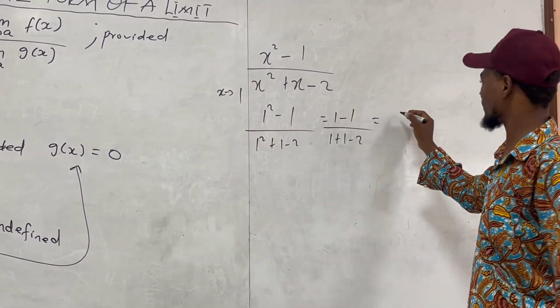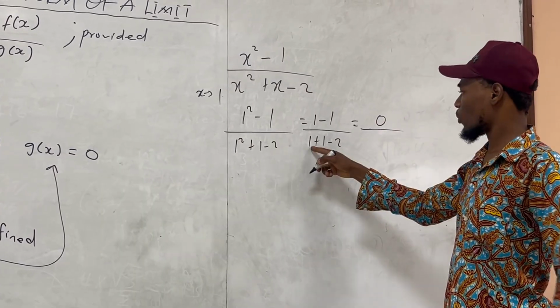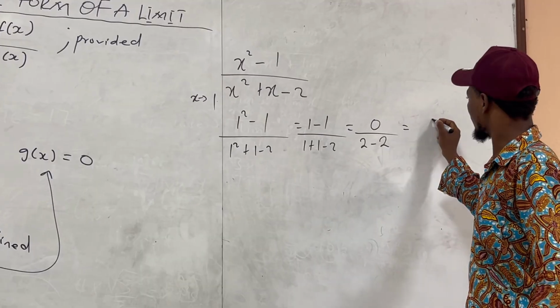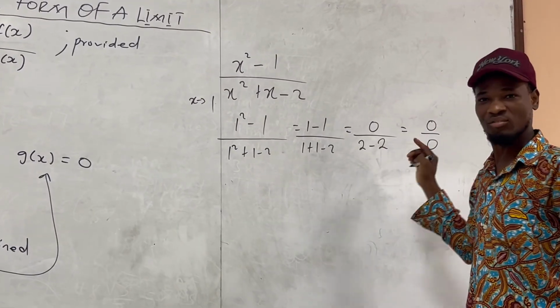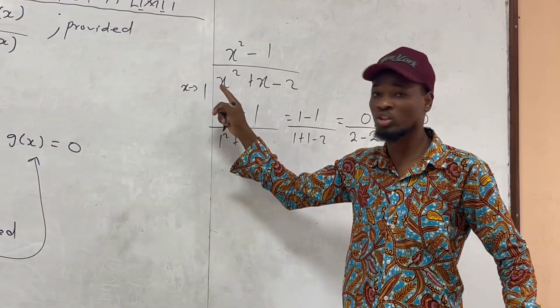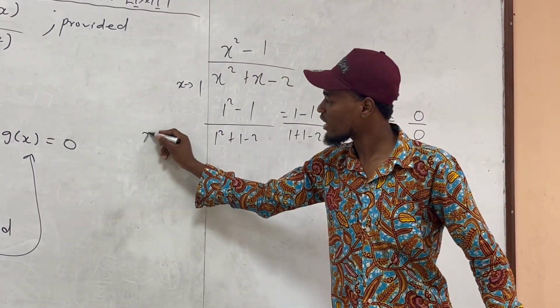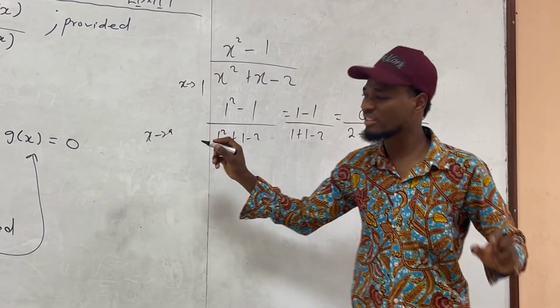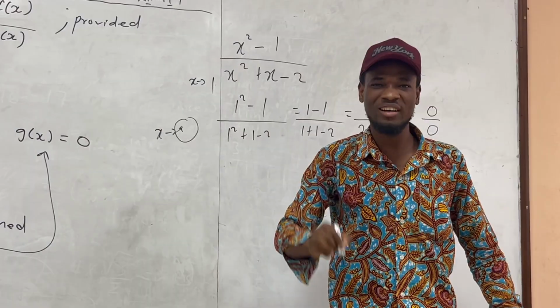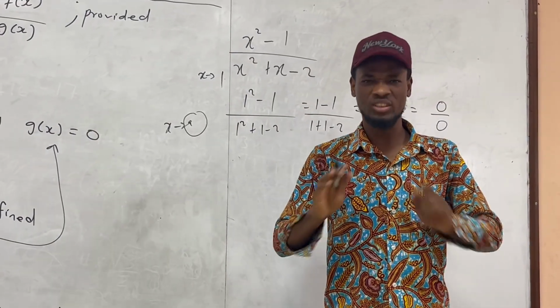1 minus 1 is 0, over 1 plus 1 is 2, minus 2. So what do we have? 0 over 0. Viewers, this is indeterminate. As x approaches a, it simply means that a is not in the domain of the function f or g.